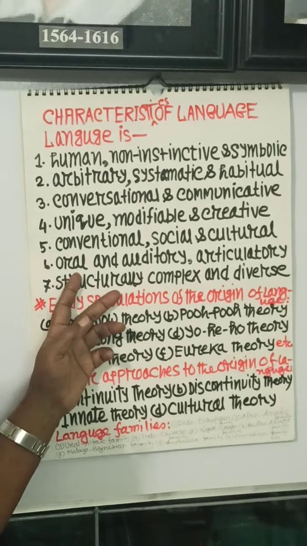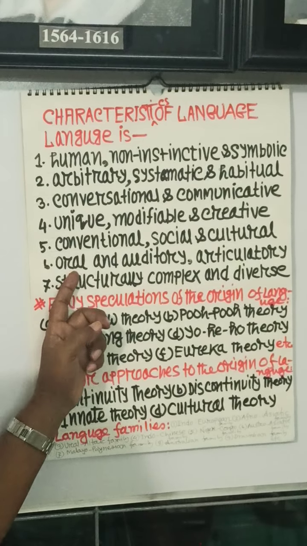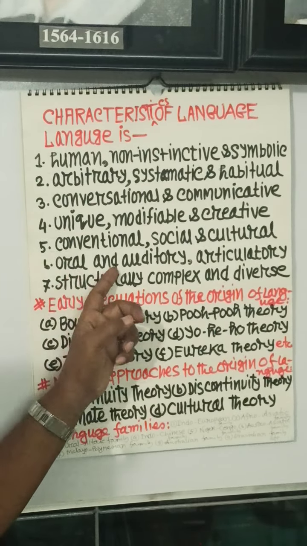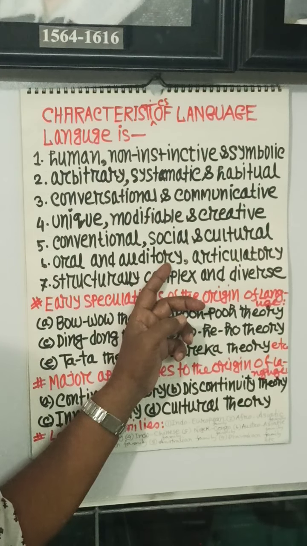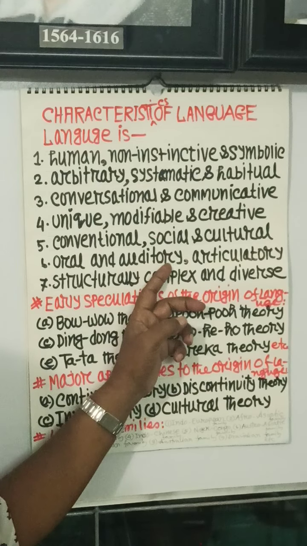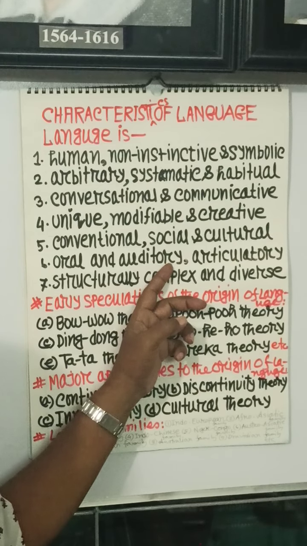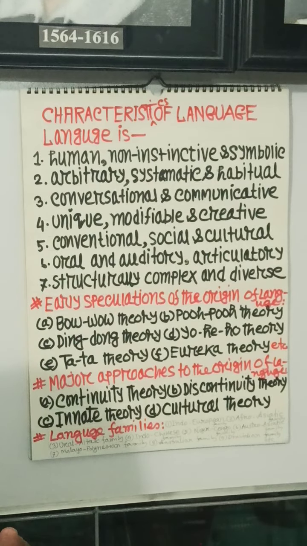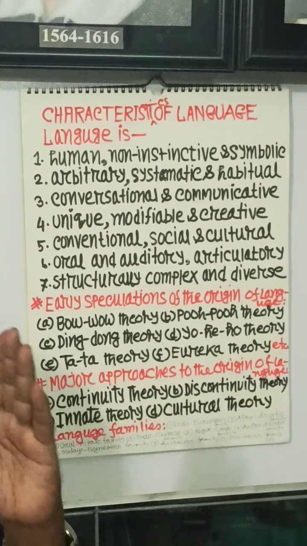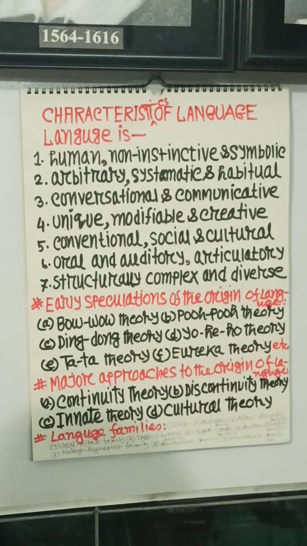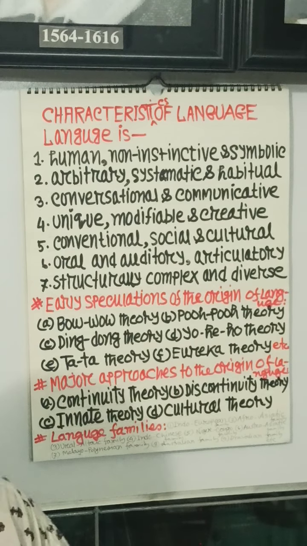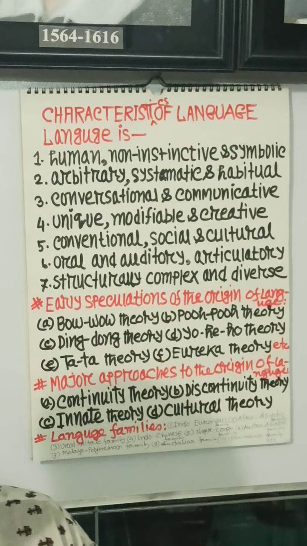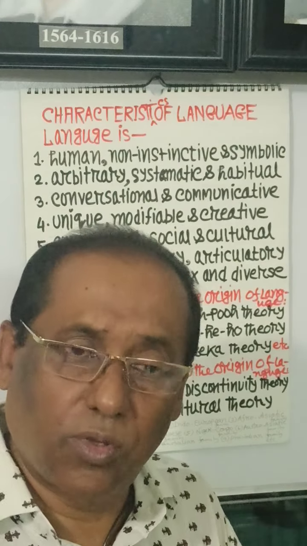Furthermore, language is essentially oral and auditory. On the one hand, it is verbal, we utter, and the listener listens. That is, language is verbal, vocal, and auditory. Articulatory. There is a process of articulation in language. So language is also articulatory.